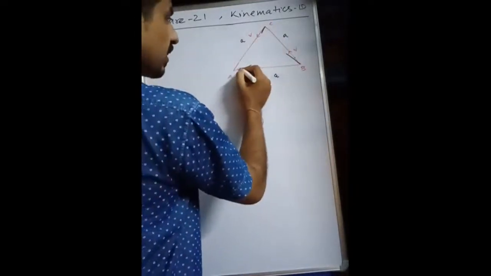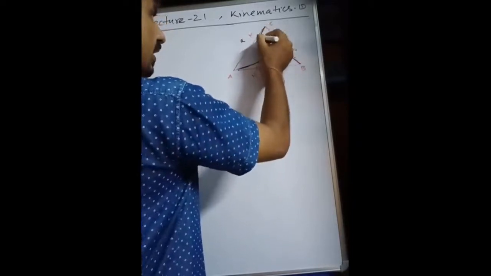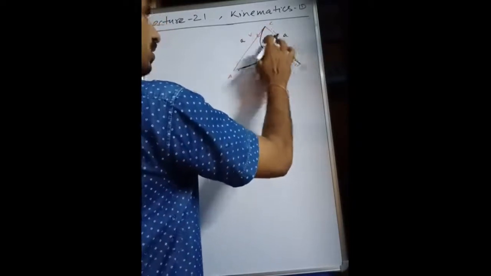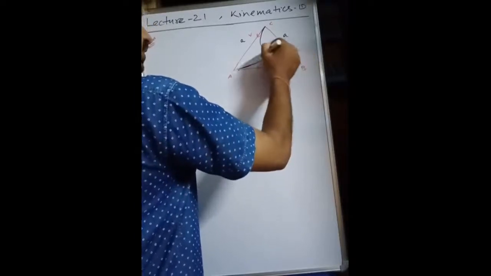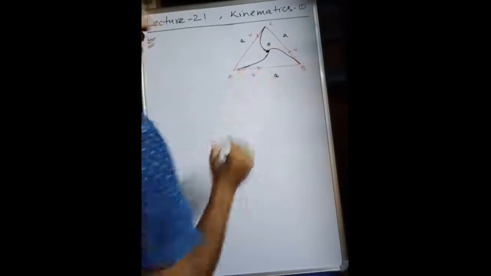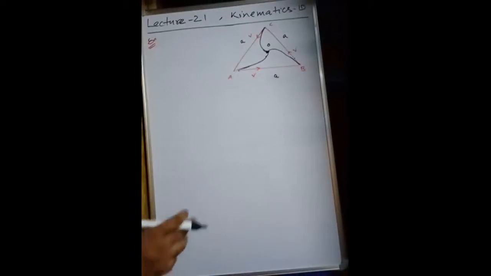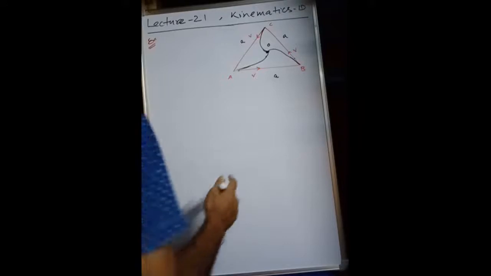Finally, all three keep changing direction continuously and reach each other this way. It's not the perfect diagram, but they will catch each other at the centroid. It means they will follow this particular path. Now you have to find the average velocity. The question was to measure the average velocity. You have to find it. Okay, how?